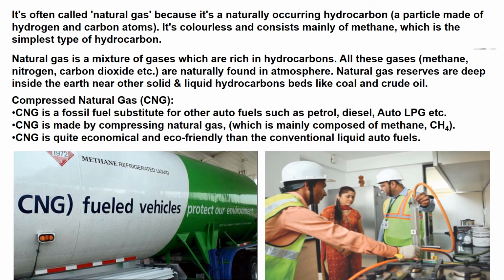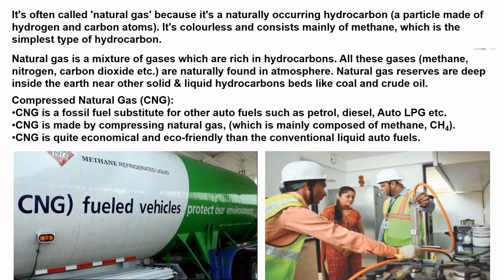Children, let's study about natural gas. It is called natural gas because it is a naturally occurring hydrocarbon, a particle made up of hydrogen and carbon atoms. It's colorless and consists mainly of methane, the simplest type of hydrocarbon. Natural gas is a mixture of gases rich in hydrocarbons. All these gases, methane, nitrogen, carbon dioxide, etc., are naturally found in the atmosphere. Natural gas reserves are deep inside the earth near other solid and liquid hydrocarbon beds like coal and crude oil.